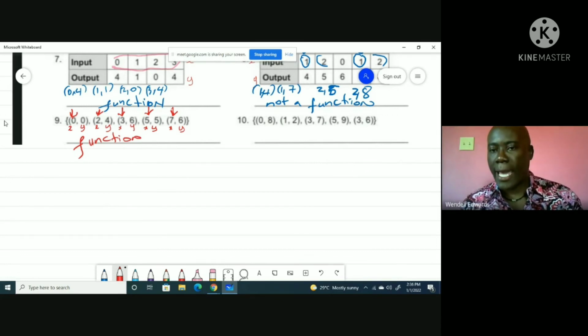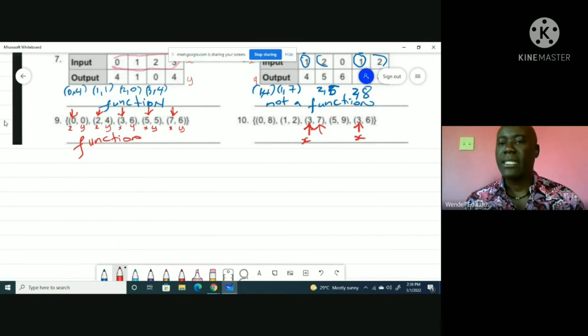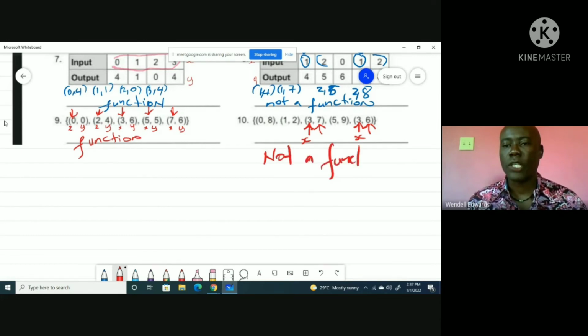Over here, I can't say the same because I'm seeing number 3 here and I'm seeing number 3 here. Remember, these are x values already. And this number 3 produced a 7. The same number 3 produced a 6, and that is the issue. So this is not a function.